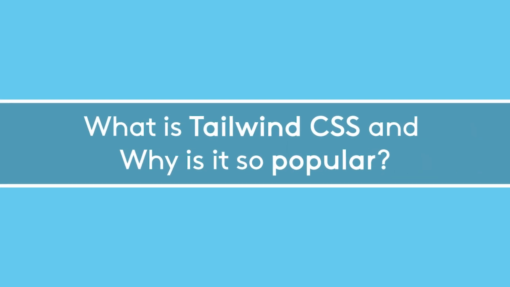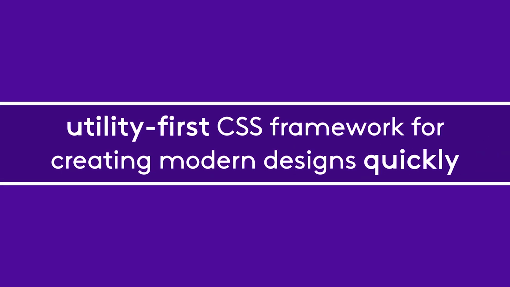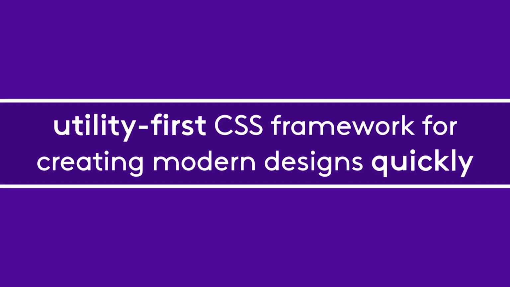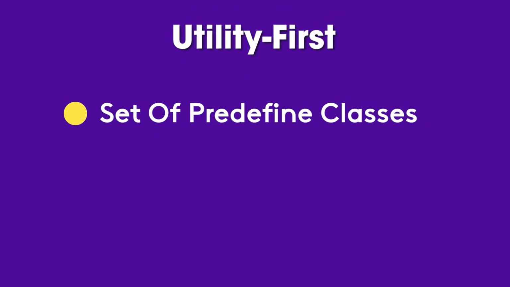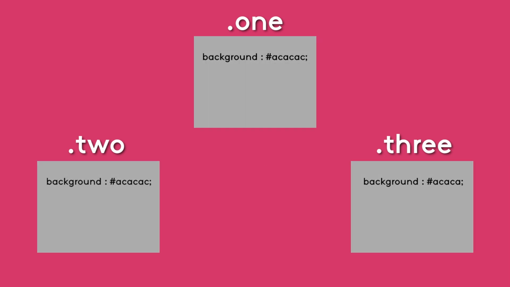So what is Tailwind CSS and why is it so popular? Tailwind CSS is a utility-first CSS framework for creating modern designs quickly. In this definition, utility-first means it provides a set of predefined classes which usually apply a single style. For example, I want to set a gray background to these 3 divs. One way is you define 3 different classes for divs and add the background property in each class, which is not a good way to use CSS.